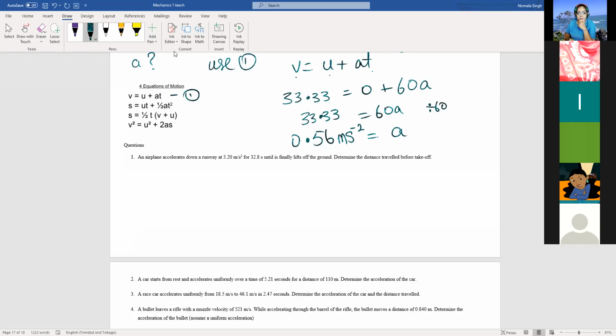All right, so we have question 1. An airplane accelerates down the runway at 3 meters per second squared for 32.8 seconds until it finally lifts off the ground. Determine the distance traveled before takeoff. So the very first thing you do is write down your UVATS. And now you're going to start putting in numbers and see what they're asking for.